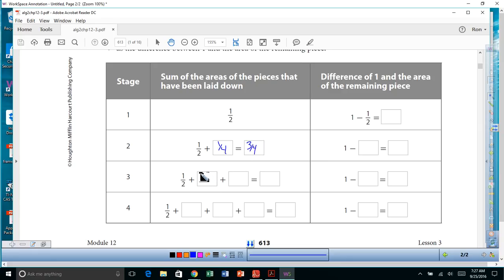Well, you lay down the quarter, and then that other quarter, you cut it in half, and that was 1/8. And then you add these up, and you get 7/8. Well, that 1/8, you cut it in half, and then you lay that down, and you got 1/16, and this adds up to 15/16.